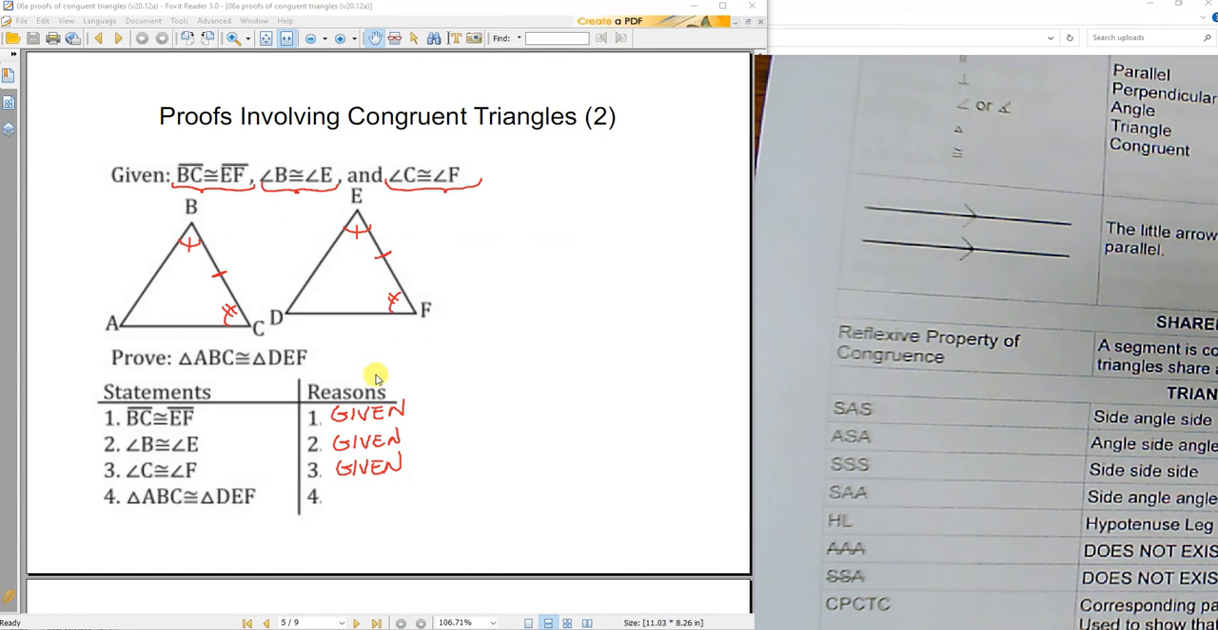The two triangles are congruent. How do I know that? ABC is congruent to DEF. How do I know that? Angle, side, angle. I just completed the proof.